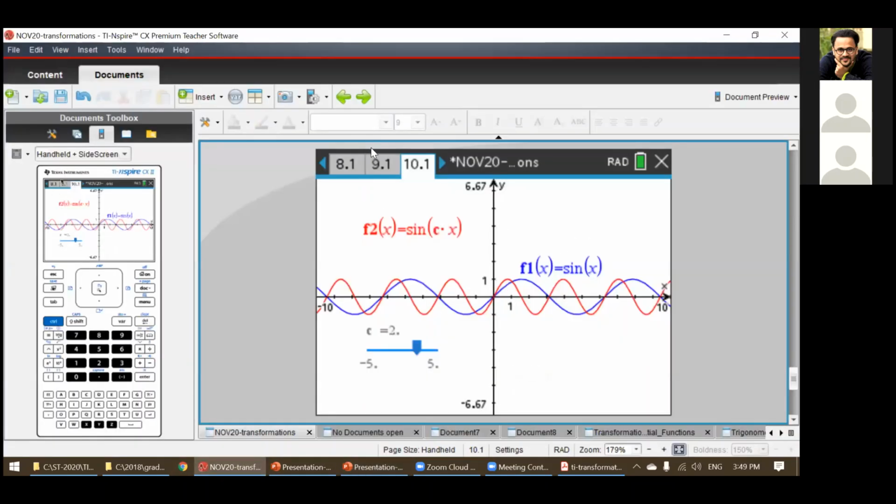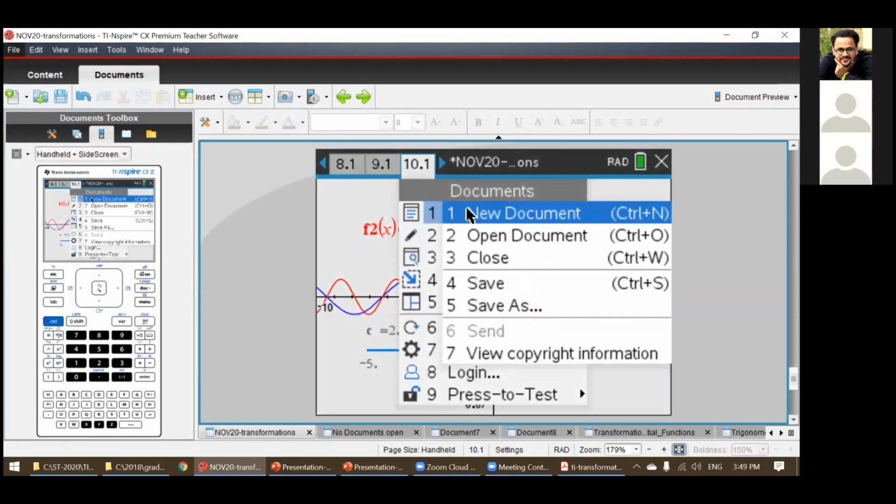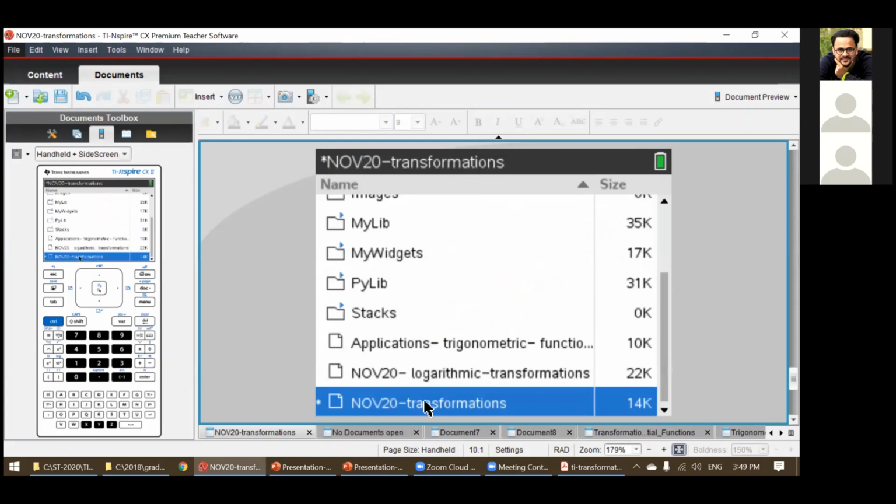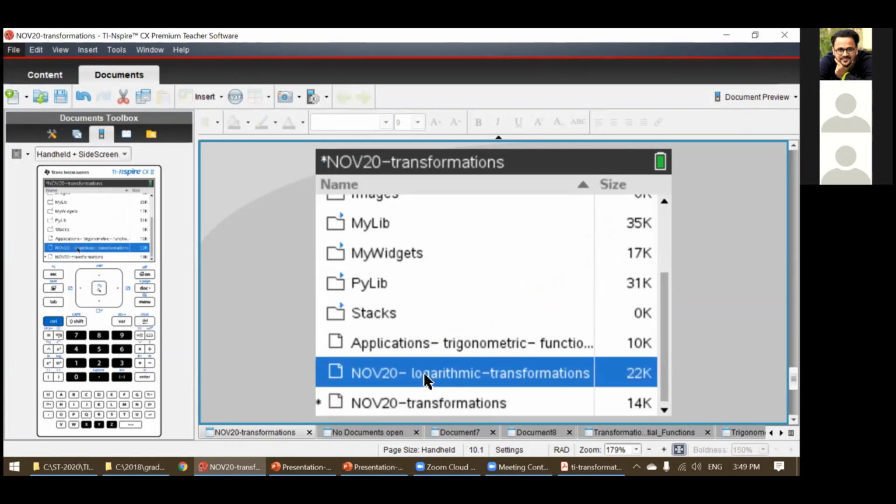Any parts that you want me to repeat? You can feel free to use the Q&A to type in your questions while I also show you some other features of the TI-Nspire and how you can use ready-made graphs and also use it for applications. So what you can do now is, let me go to doc, open document. And I have saved one earlier.